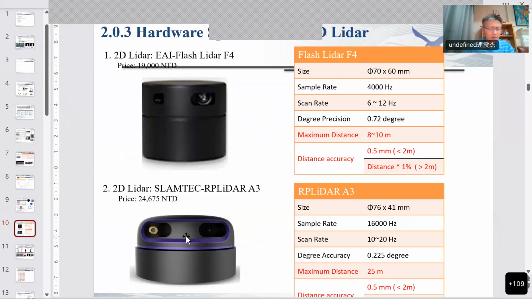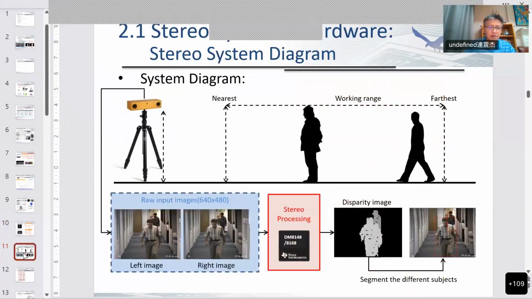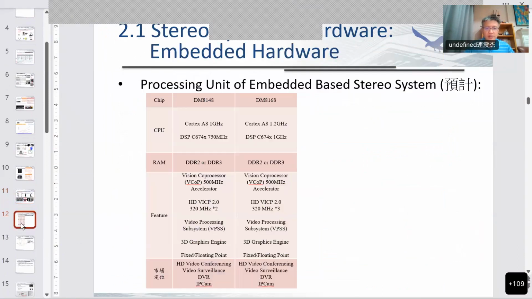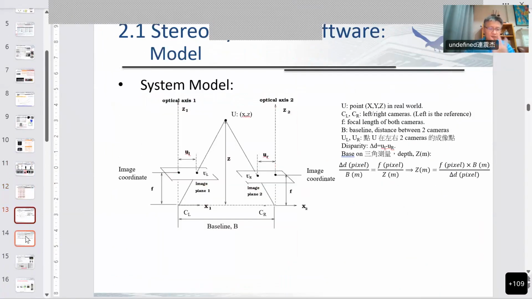2D LiDAR right now is not cheap, not expensive. It's around $24,000. Okay. So other than that, they usually have three kinds of sensors.